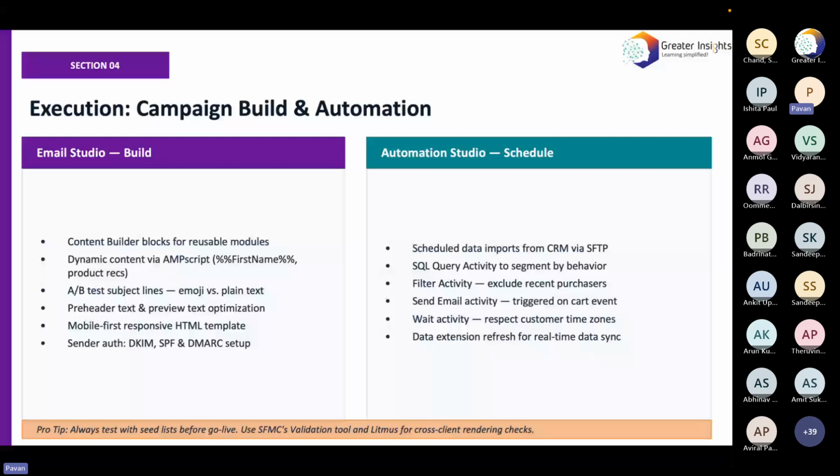Okay, I have a pro tip here for you guys, which is always test with a seed list before go live. Use SFMC validation tools and Litmus for cross-checking. Of course, you should not send anything into production to real customers without doing a thorough check of all what you have done, because the fundamental definition says communication to the right customer. If you do it wrong, it hampers the business's reputation, right?